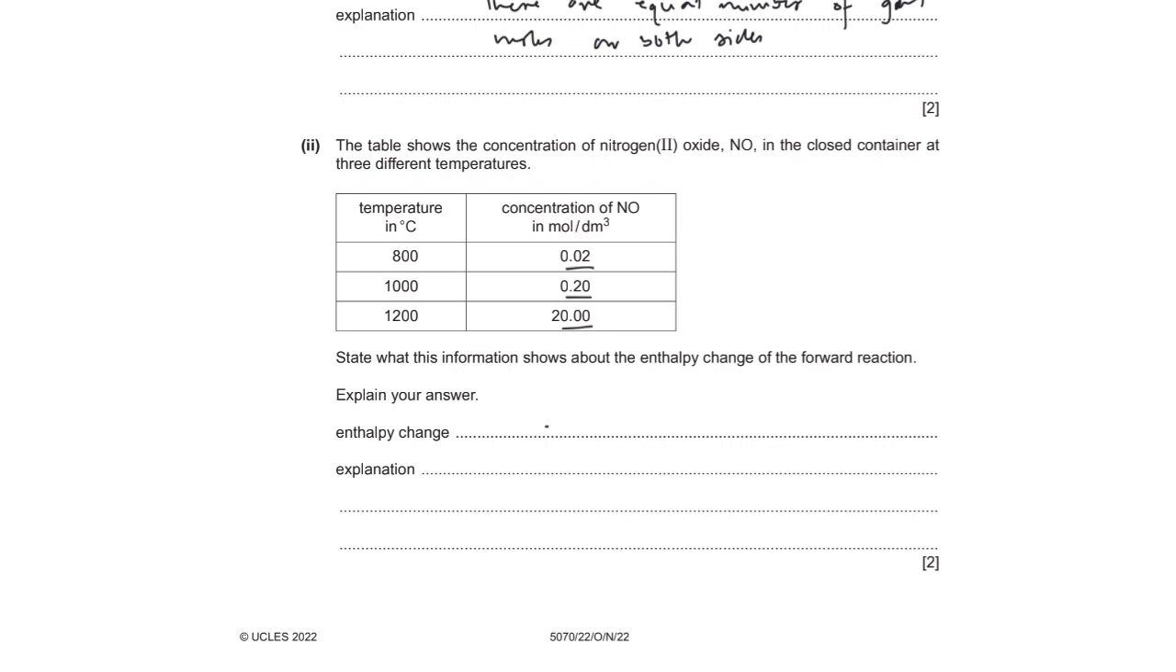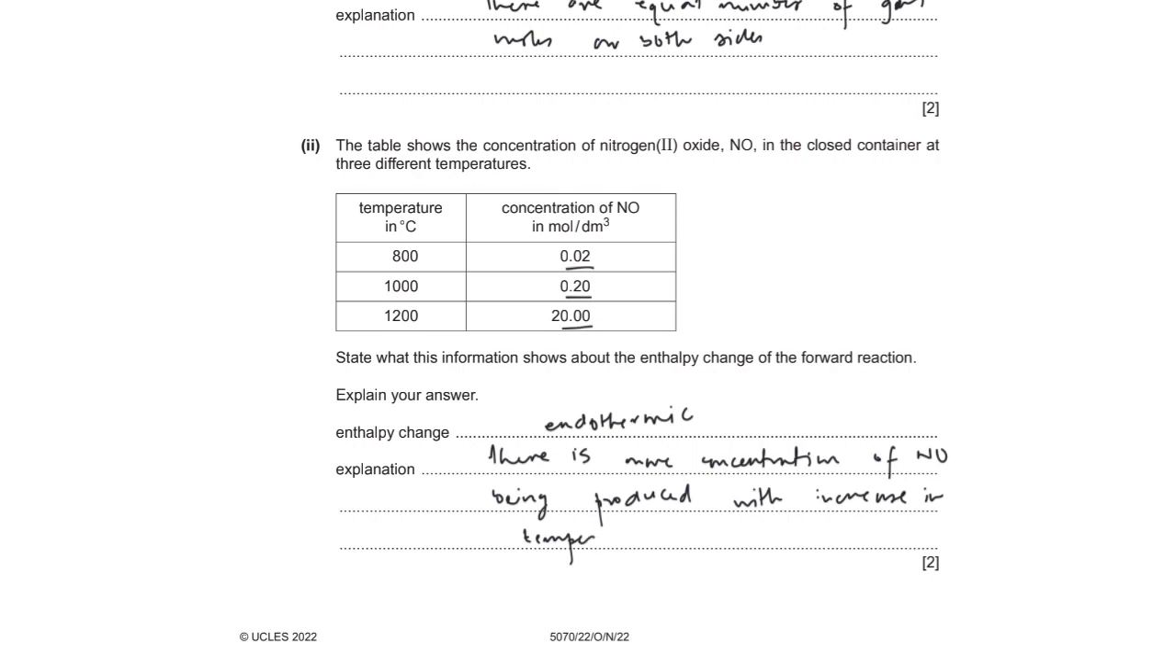You can write that the reaction is endothermic, the enthalpy change is positive, and the explanation would be that if you increase temperature, the NO concentration is increasing, which means the equilibrium is moving forward. So it is because there is more concentration of NO being produced with increase in temperature.